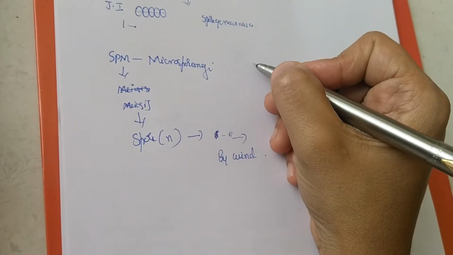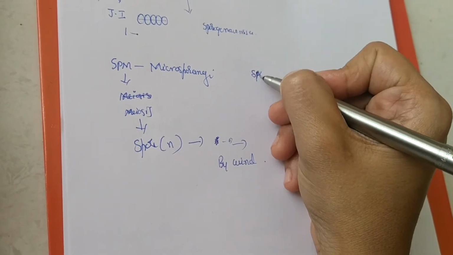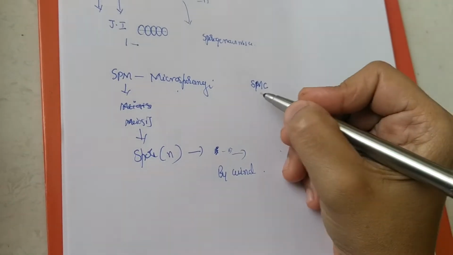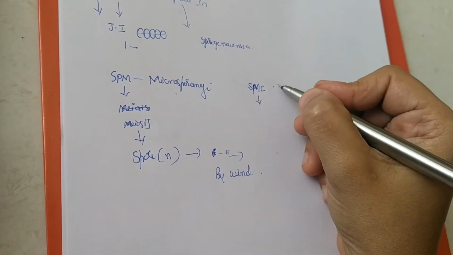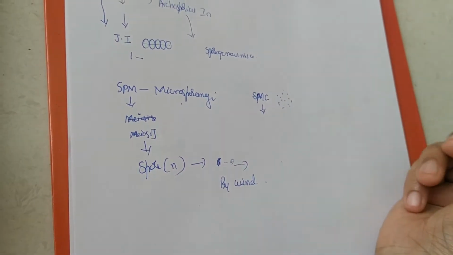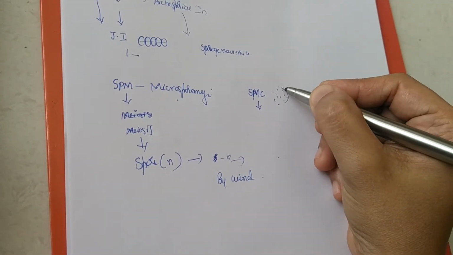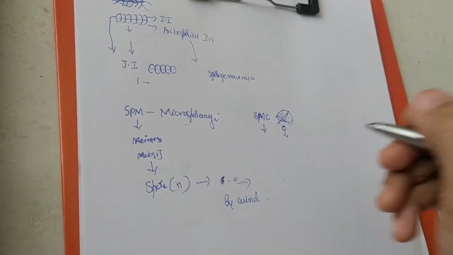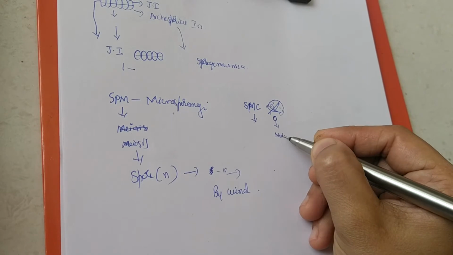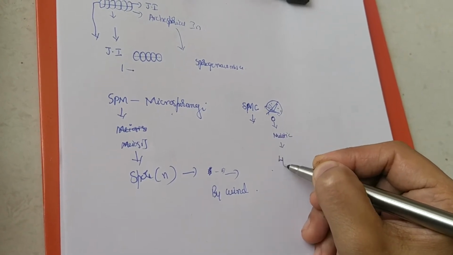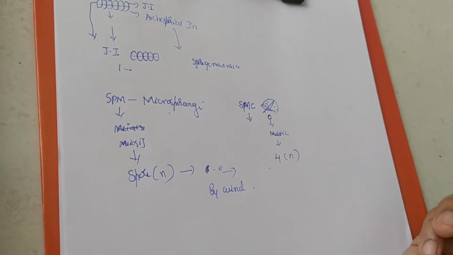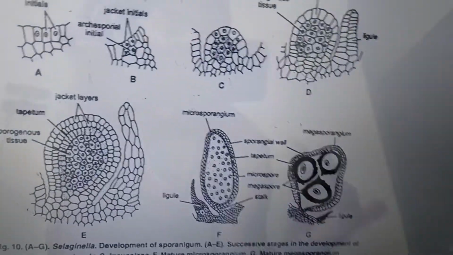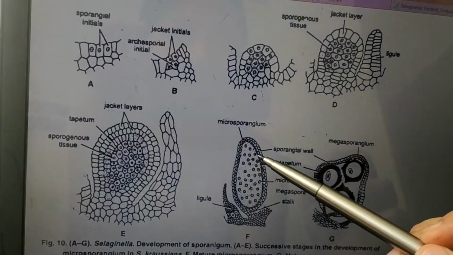What happens in case of megasporangia? Till the formation of spore mother cells, all the steps are similar to what we saw here. Now if we have this number of spore mother cells, all of them are going to degenerate except one. This spore mother cell undergoes a meiotic division, leading to formation of 4 haploid megaspores.